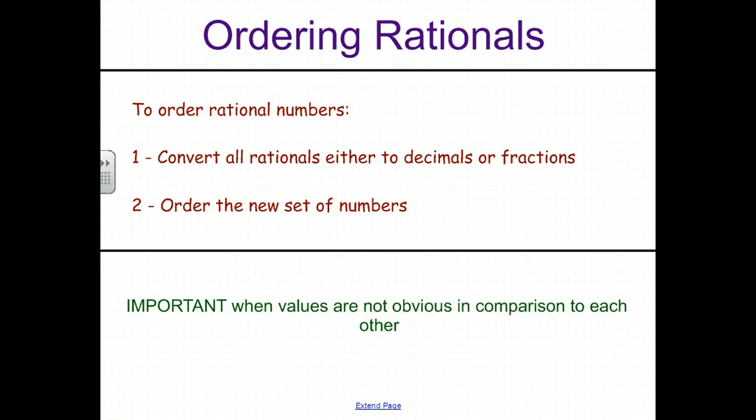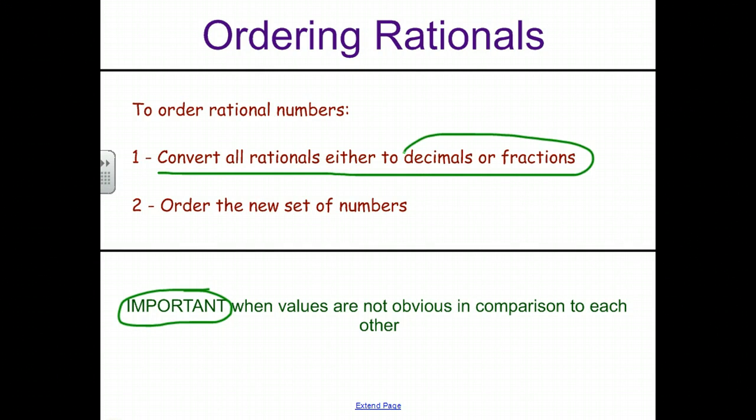Now this is particularly important when we're talking about numbers that are not obvious in comparison to each other. For example, 7/12 against 25/100. Perhaps we can see that 7/12 is greater than a half, and 25/100 is less than a half. So therefore, those are easy to compare. But when you throw a bunch of other rational numbers into there, it may not be obvious. But all we need to do is to convert all the rationals either to decimals or fractions, whichever you want, and order the new set of numbers.